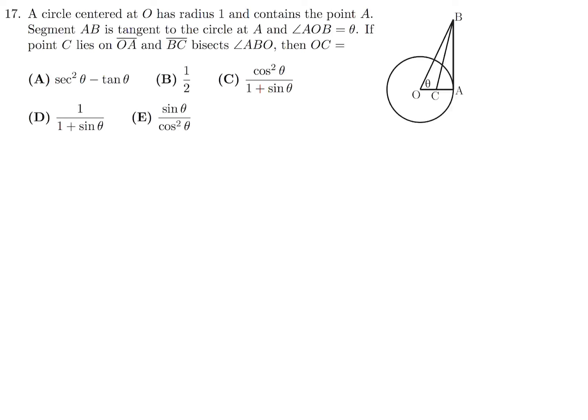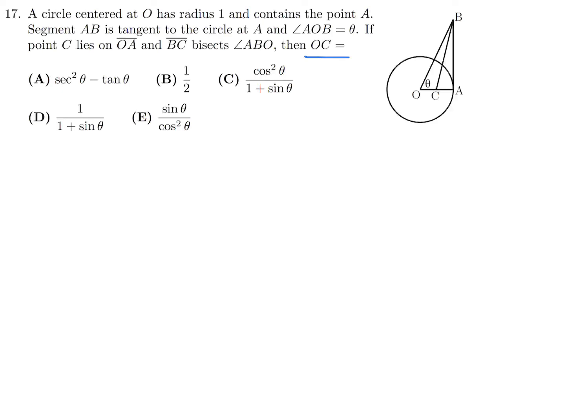A circle centered at O has radius 1 and contains the point A. Segment AB is tangent to the circle at A, and angle AOB is theta. If point C lies on OA and bisects angle ABO, then OC is?